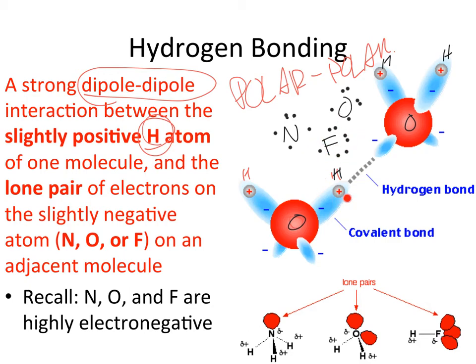So this positive hydrogen that's formed over here is interacting with the lone pairs, these ones over here and this one over here when we're talking about oxygen, and that forms an attraction. And this is pretty strong.